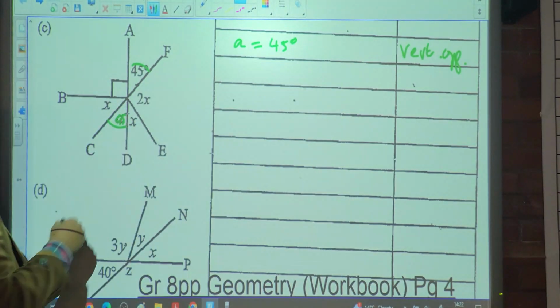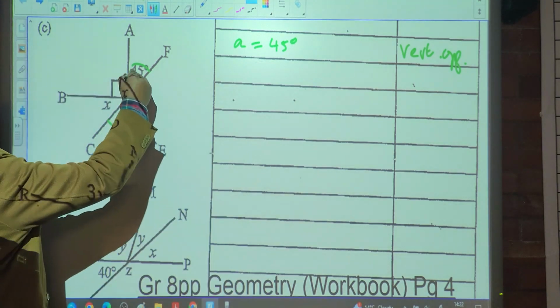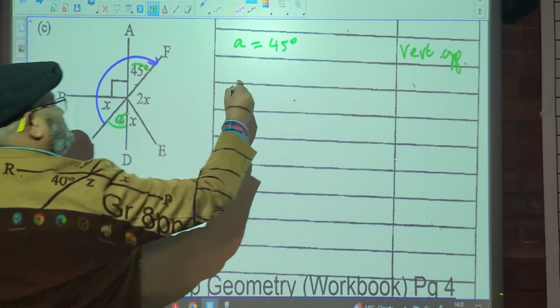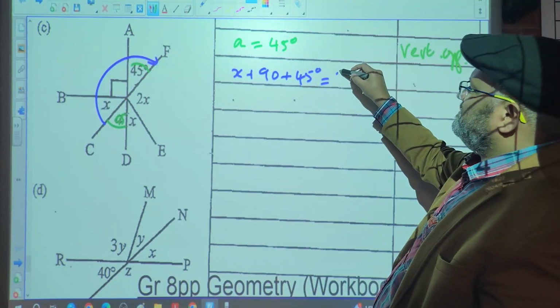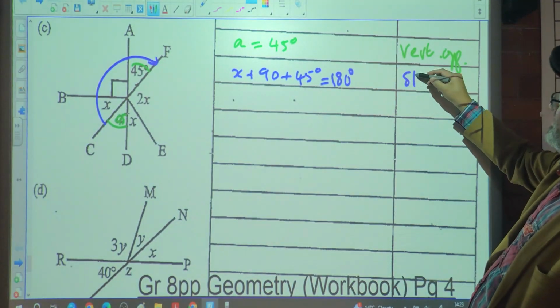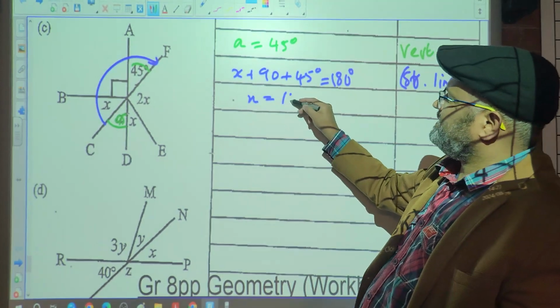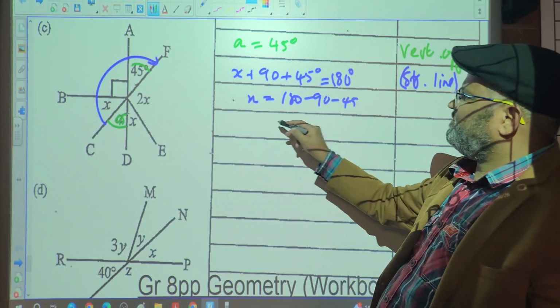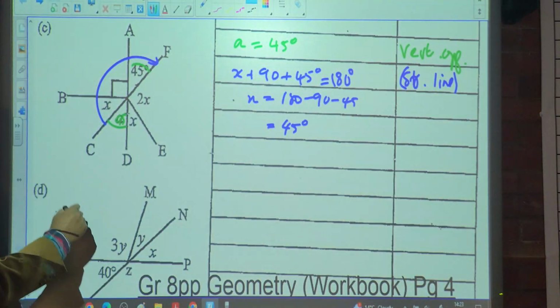So I'm going to calculate x. You can use angles on a straight line or angles around a point. Okay, so straight lines will be the easier of the two. So it's going to simply be x plus 90 plus 45 is equal to 180. Why? Angles on a straight line. So x is equal to 180 minus 90 minus 45, which is 45 degrees. Okay, can you see that, people?